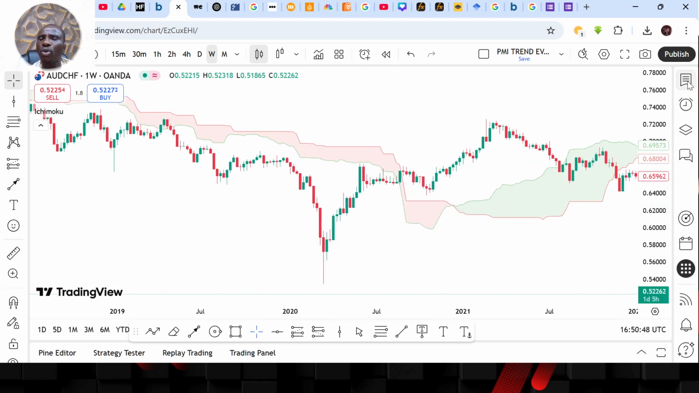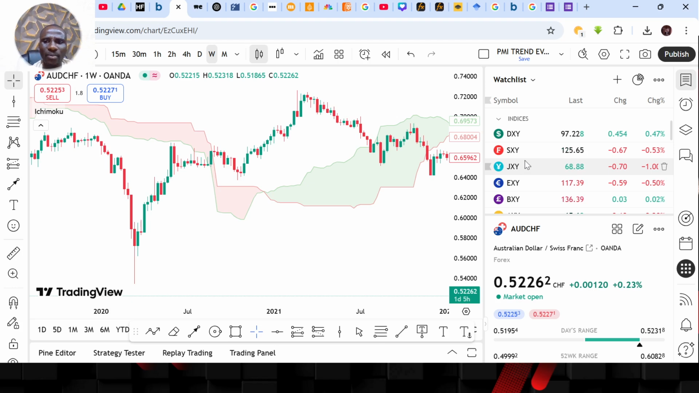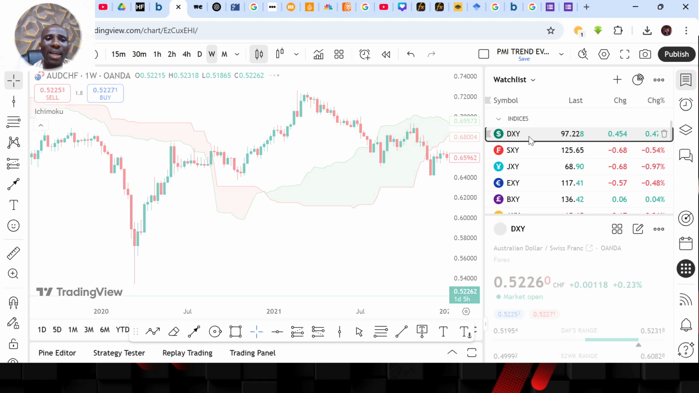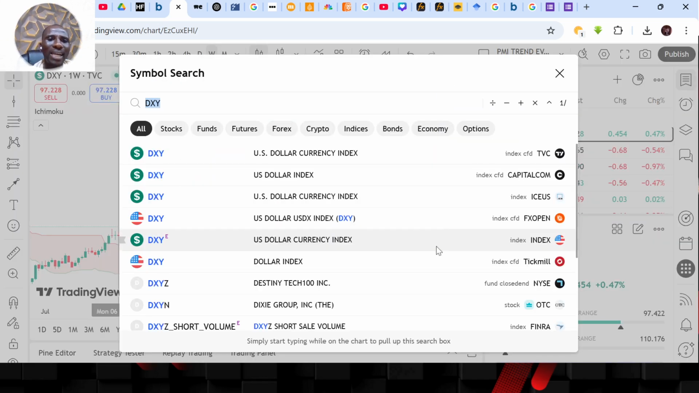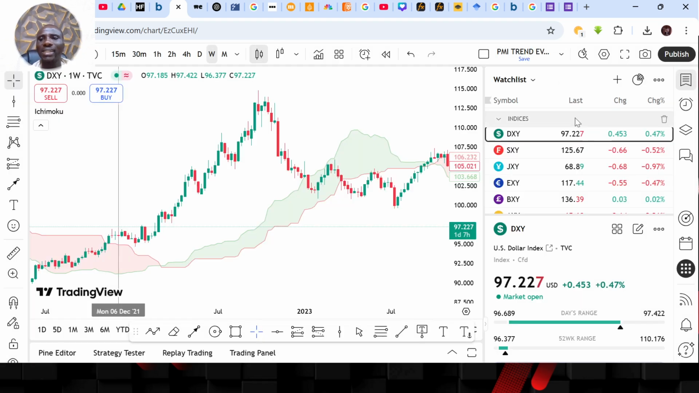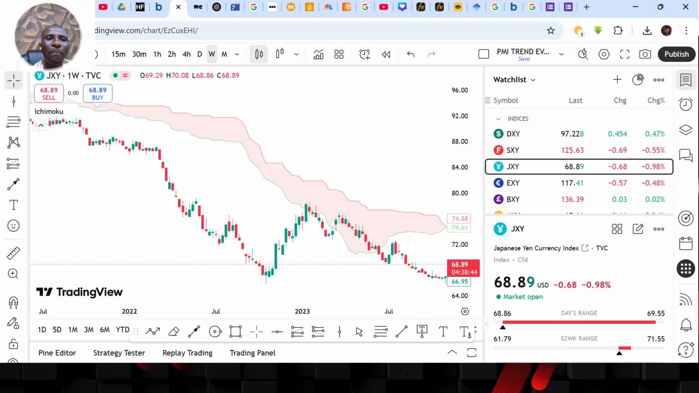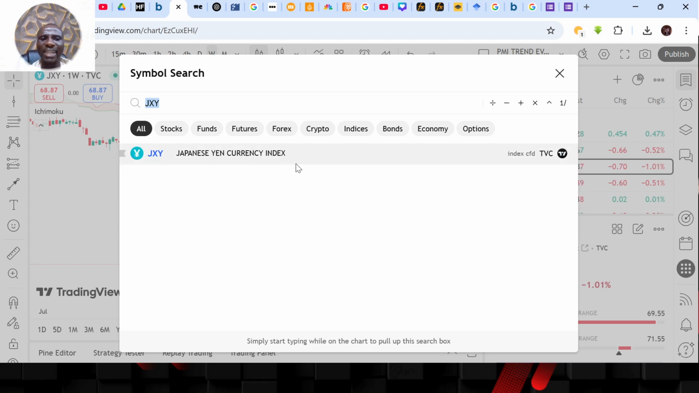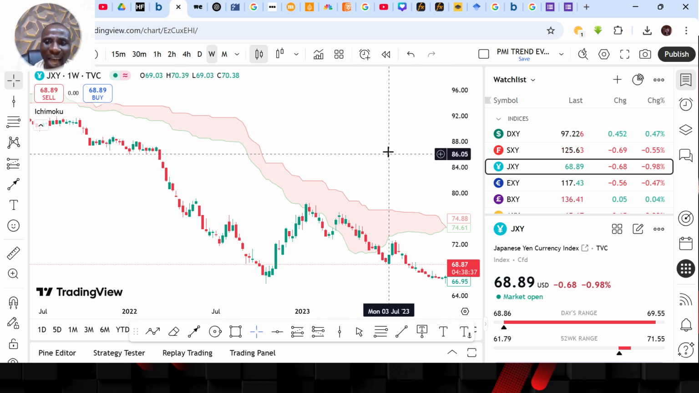Now, I promised to show you gauges that you can use. These are the index for each of the currencies. The most familiar one, or the one that you might be familiar with, is what we call dollar index, DXY, and it's the US dollar currency index. Now, every currency has its index. JPY has its index. It's called the Japanese yen currency index. Every currency, especially the 8 major currencies, they have their index.